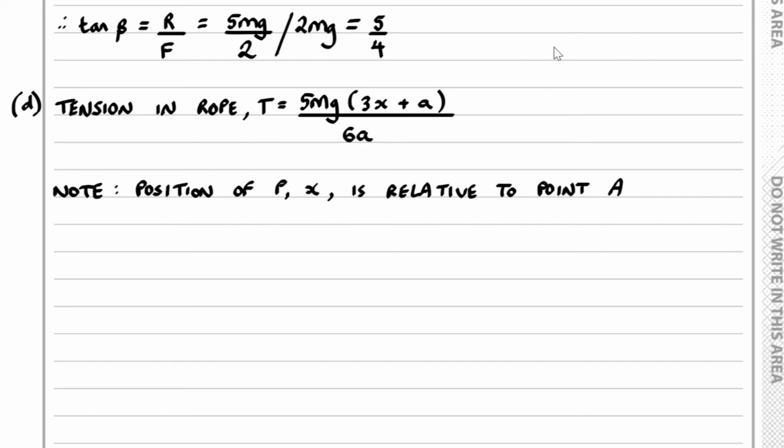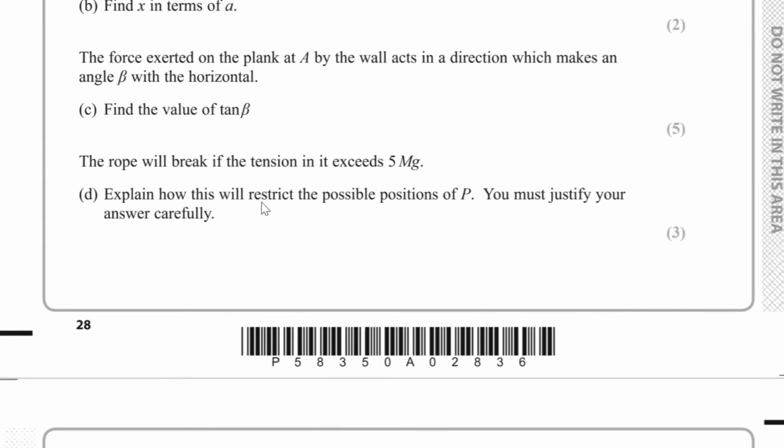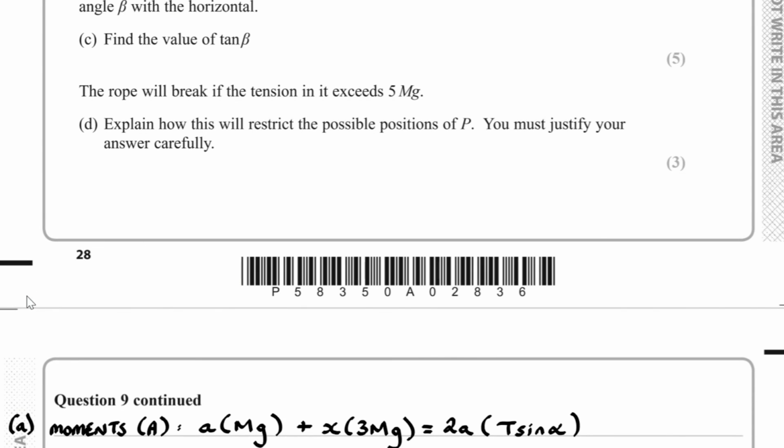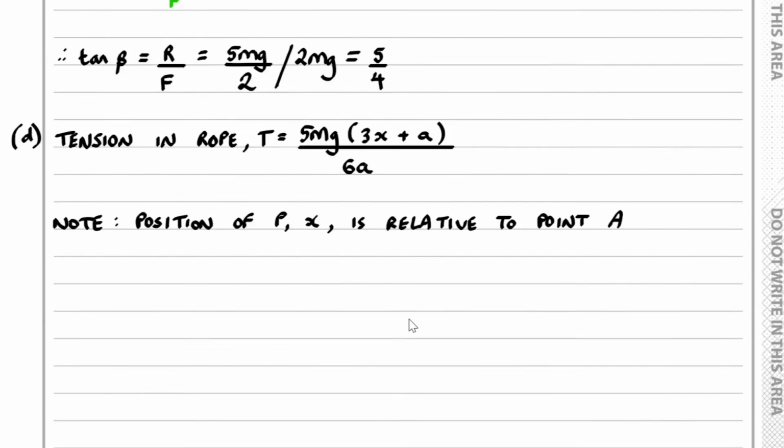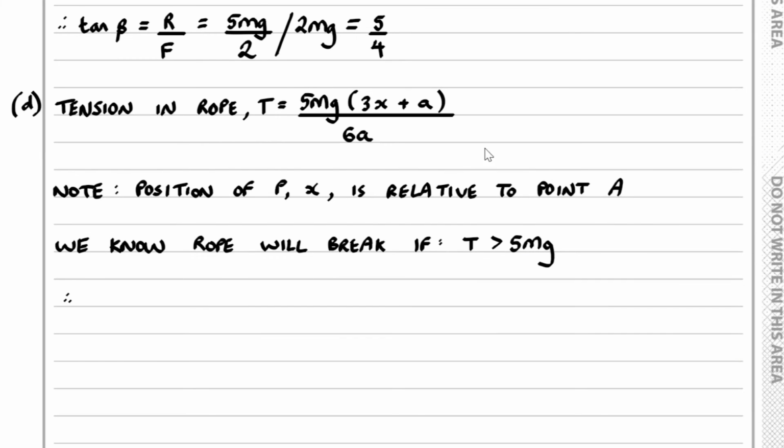What we are also told in the question, if we go back to part D, is that the rope will break if the tension exceeds 5 mg. So we know the rope will break if T is greater than 5 mg. So I already know what the tension is, that's this over here, and the rope will break if this is greater than 5 mg.